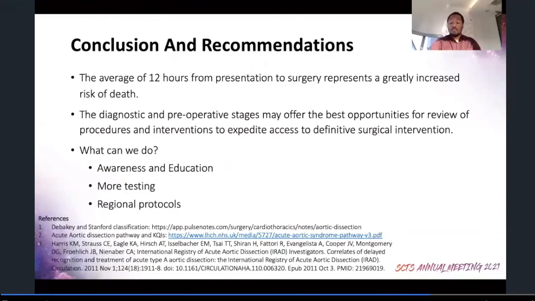In conclusion, the average of 12 hours from presentation to surgery increases the risk of death. The preoperative stages may offer the best opportunities for review of interventions to expedite access to definitive surgery. We can continue to improve the education and raise awareness of frontline medical staff about AD and its initial management.